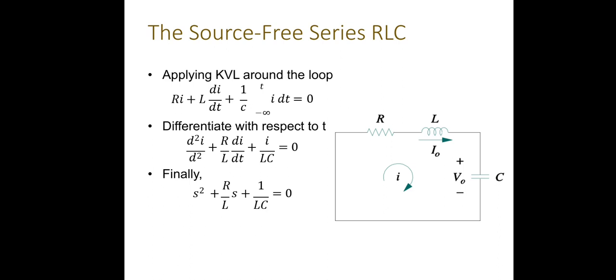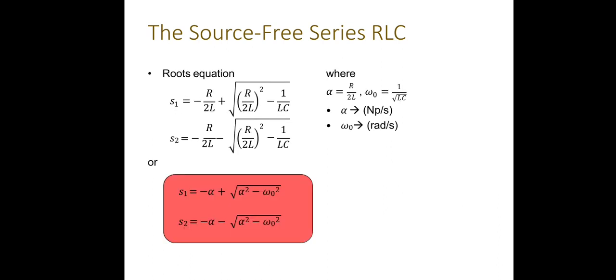Now, here d is nothing but s in this equation, or you can say capital D, whatever it may be. Then you get s square plus R by L into s plus 1 by LC equals 0. This is the source free series RLC circuit. This is a general equation, and we got it finally like this.